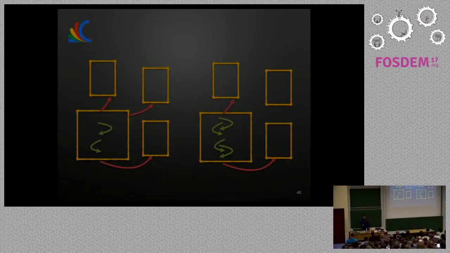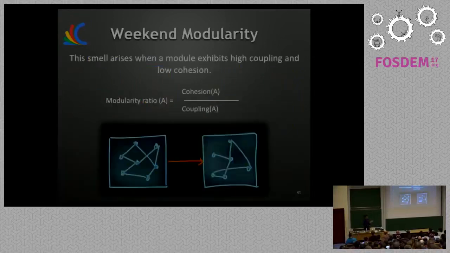In traditional software engineering, we call these concepts cohesion and coupling. When a unit has resources which are tightly related to each other, we say it's showing high cohesion. And when the same module depends on a lot of other modules, we say it's showing high coupling. This is what we captured in this smell. We say it's weakened modularity, computed as a ratio between cohesion and coupling. It happens when a module is exhibiting high coupling and low cohesion.